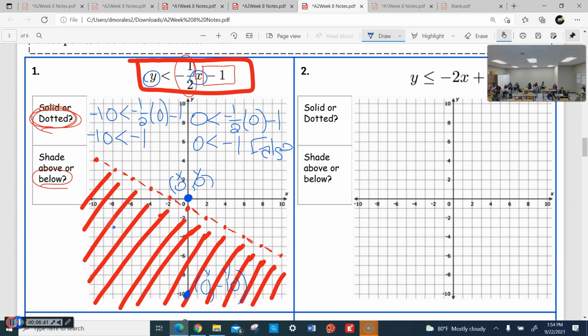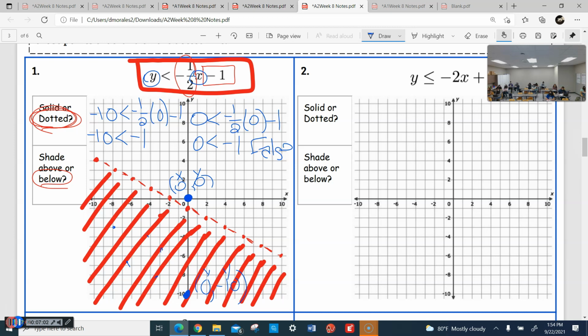So any point in the shaded zone I would pick randomly would still make a true statement. Any point I pick in the unshaded zone will make a false statement. That's what is meant by shading and not shading. So solutions are always in the shaded zone. Bad answers or false answers are outside of the shaded zone. Let's try another example now.